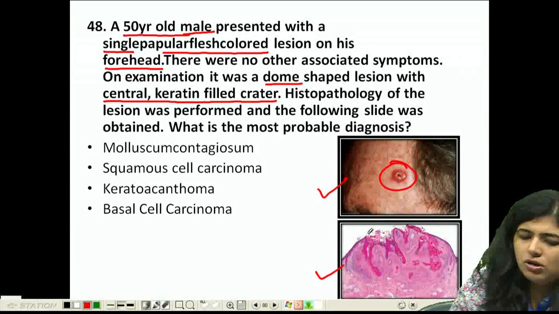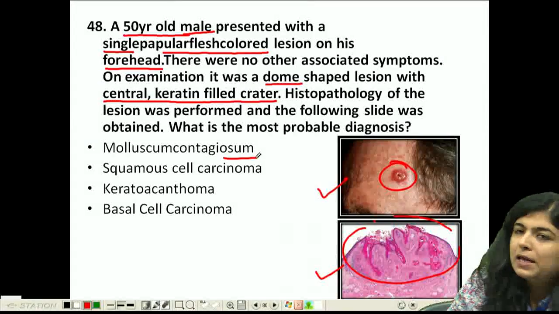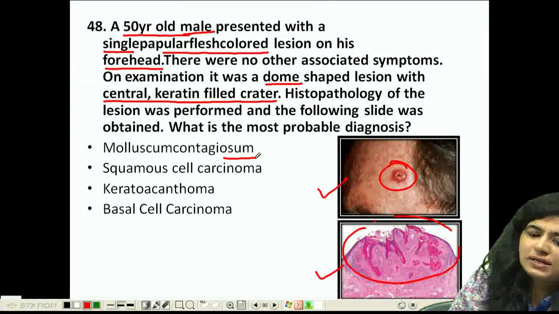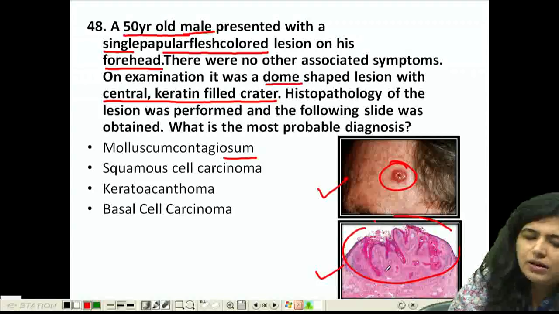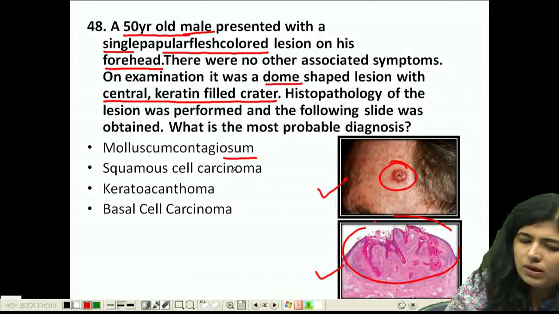Look at the image. Look at the histopath. Does it look like the image of molluscum contagiosum? We saw the histopath also. Does it look like that? No. Does it look like squamous cell carcinoma? Clinical image is not like that of SCC. No. Does it look like BCC?